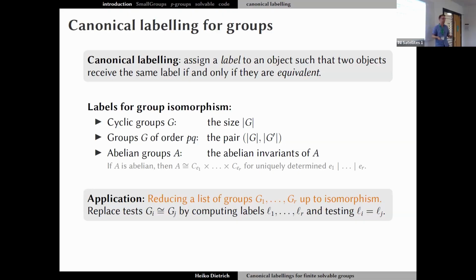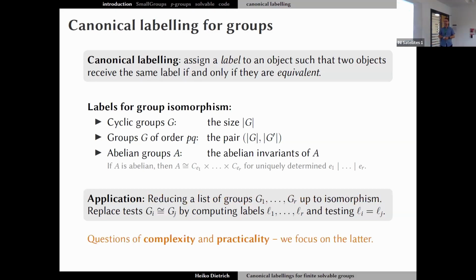And labels are usually much easier to compare. Right? So if you have a long list of groups, it's much better to first spend time to compute labels and then compare these labels. So there are in particular questions of complexity and practicality.